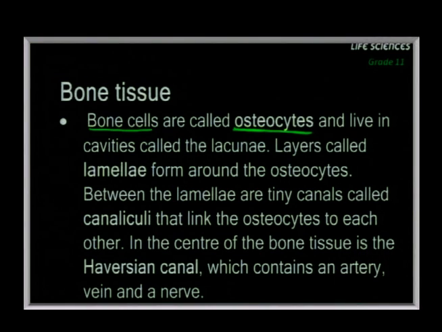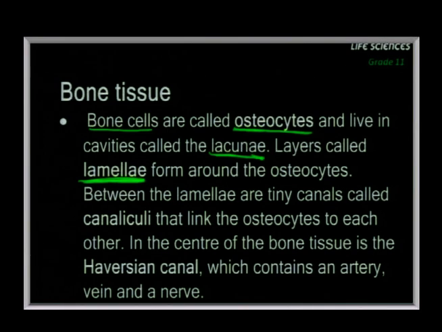All right, so osteocytes are bone cells, and they live in cavities called lacuna. So the lacuna is like its little room. If an osteocyte was you, your bedroom would be the lacuna. It's where it stays. Layers called lamellae form around the osteocytes. Remember, lamellae is a Latin word for layers, which we use in life sciences.